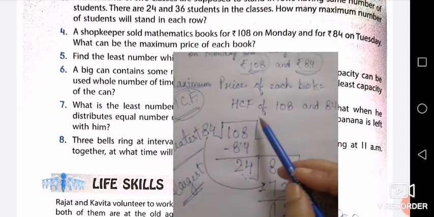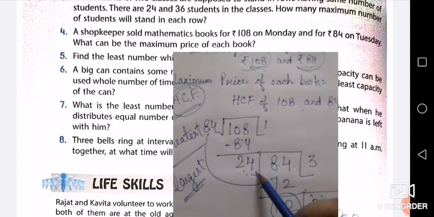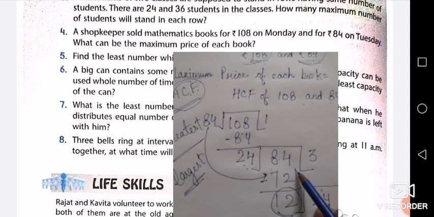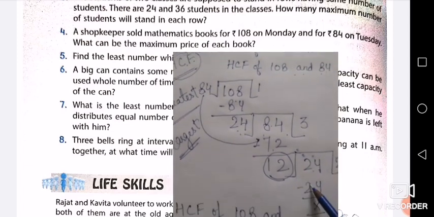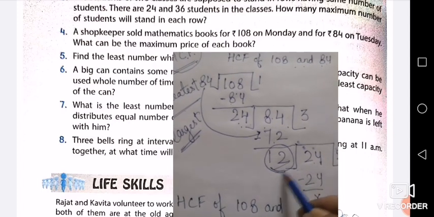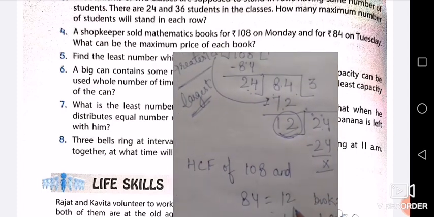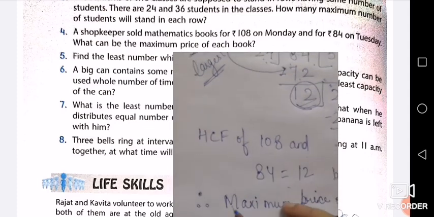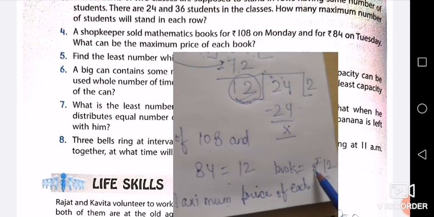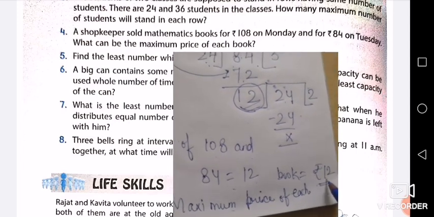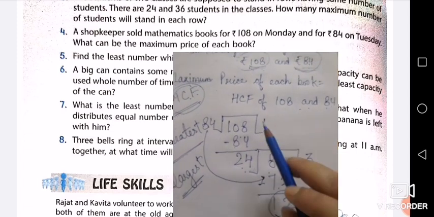Now we have found the HCF of 108 and 84 using the division method. We started dividing by the successive division method. The divisor which gives you 0 as a remainder will become the HCF of the 2 numbers. Lastly, we have written: therefore the maximum price of each book is rupees 12, which is asked in the question. I hope the question is clear to you all.